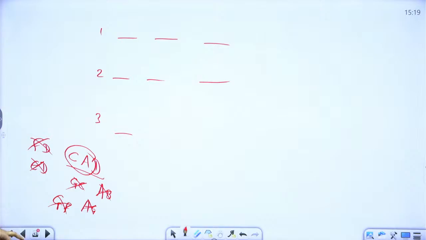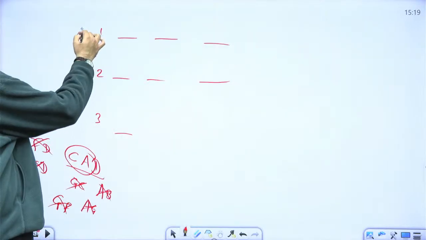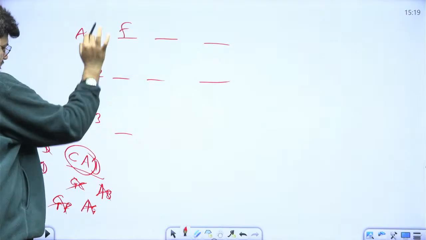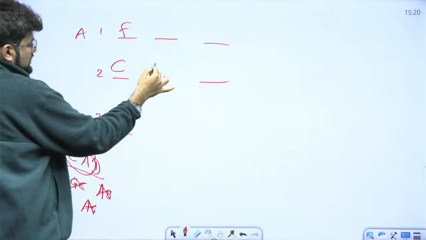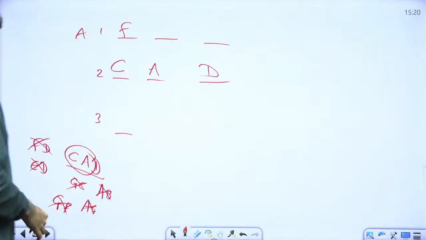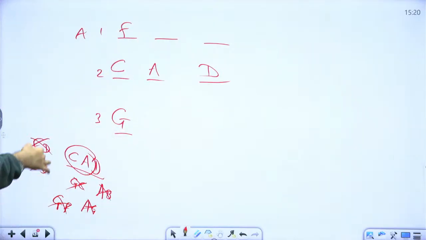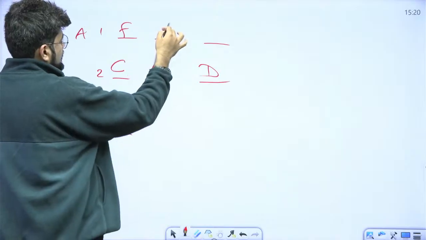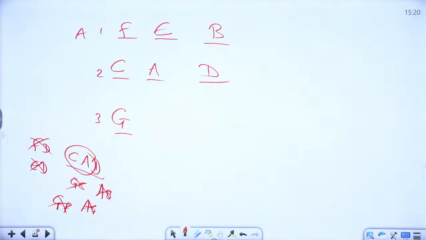This is giving us a lot of hints though. Anyways, Fauzia sits on bench A. That means the first bench, bench A, Fauzia is sitting here. Okay. So W and the others cannot sit here. So the next 3 will sit here. Ganesh is not sitting with Fauzia. So Ganesh is the only person sitting here, with Ekta and the other person on the left. This is my arrangement. Because I know Ganesh cannot sit with Fauzia, and Ganesh cannot sit with these people. So Ganesh has to sit alone on the chair.